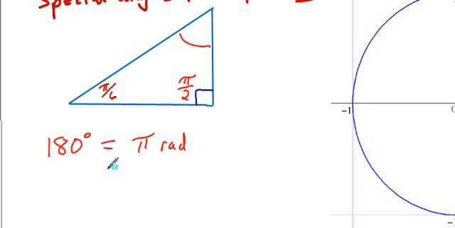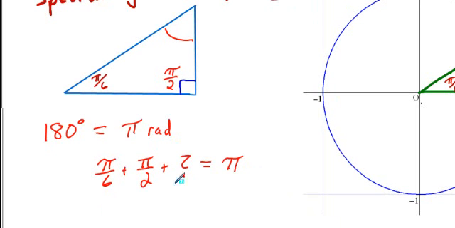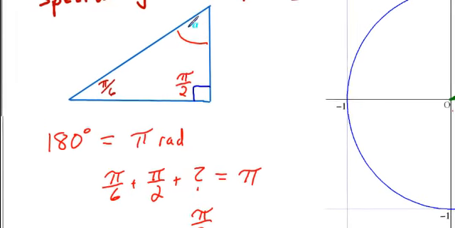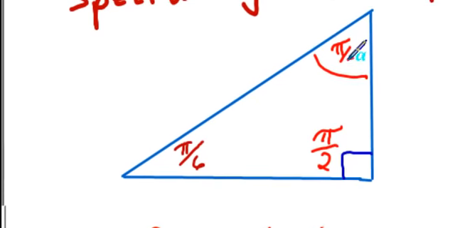Well, that means that if I take these three angles and add them up, they need to total pi. So if I have pi over 6 plus pi over 2 plus my mystery angle, they all have to total pi. In solving for this mystery angle, you find that what you end up with is pi over 3. So that's my missing angle. This angle right up here is pi over 3.